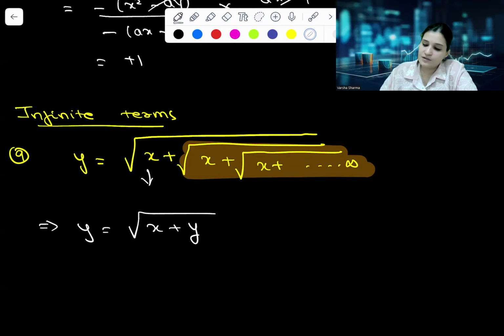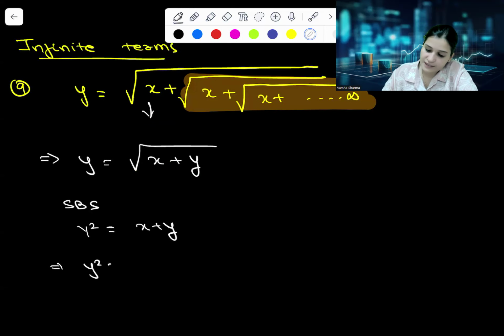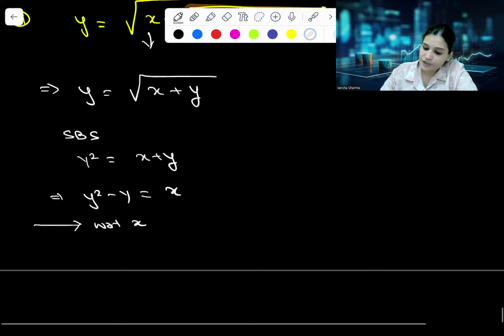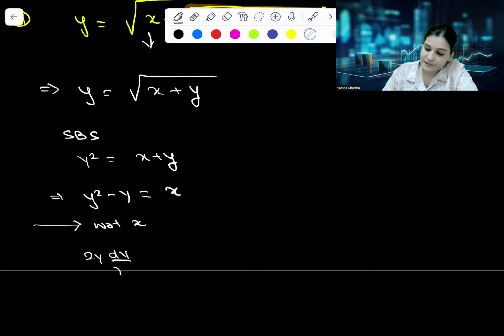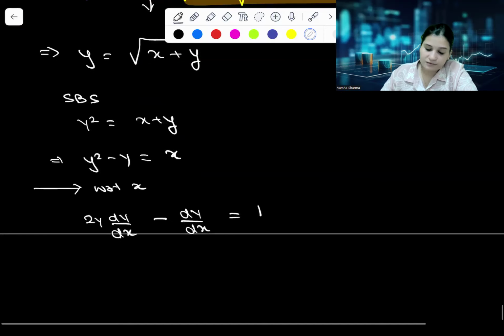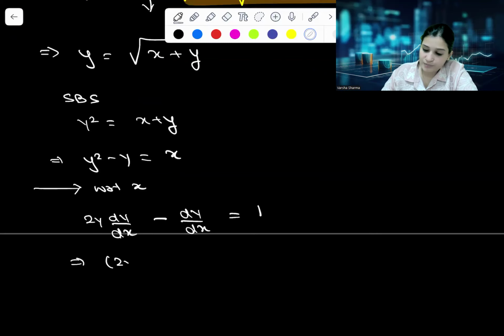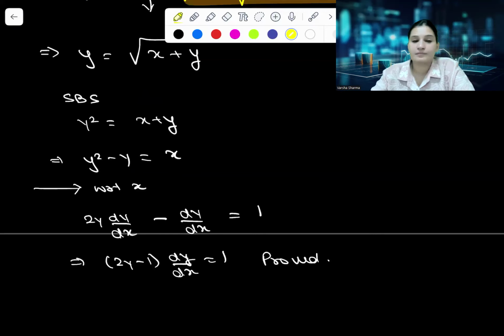So squaring both sides, y square equals x plus y. I can isolate the variables on one side. Now differentiating both sides with respect to x: y square becomes 2y dy by dx, y becomes dy by dx, x becomes 1. Taking dy by dx common, this is what they ask us to do. Any doubt?